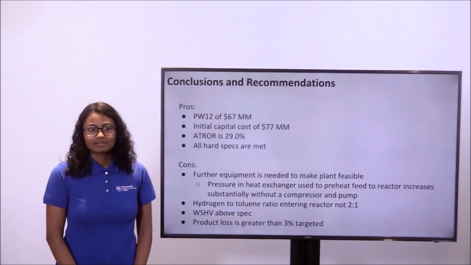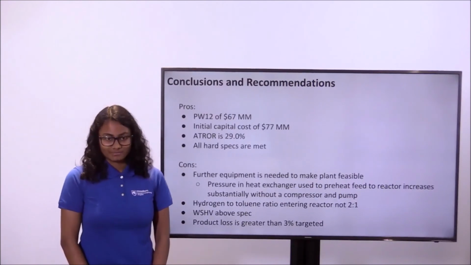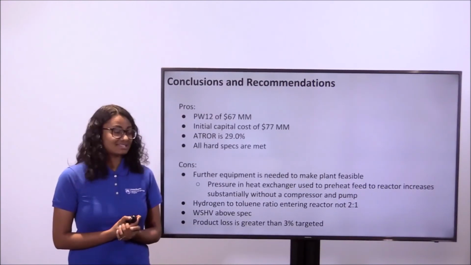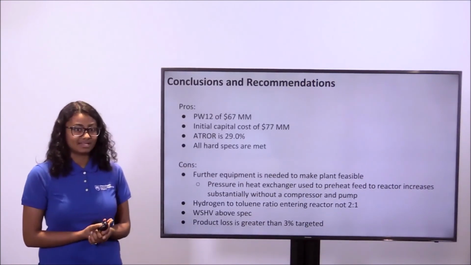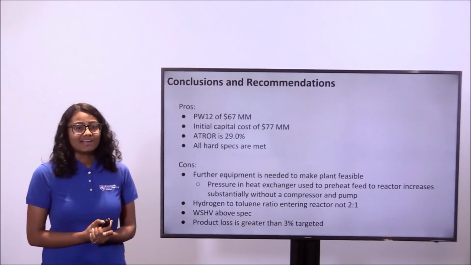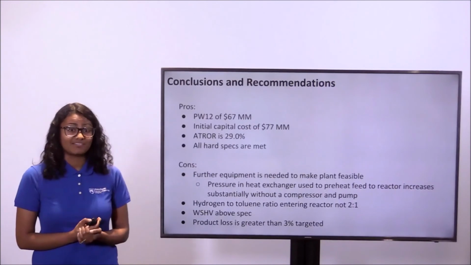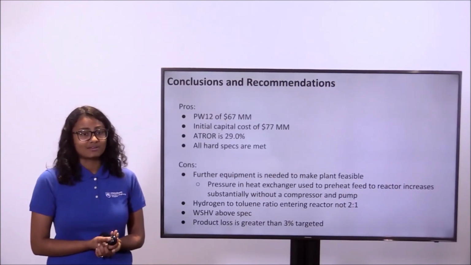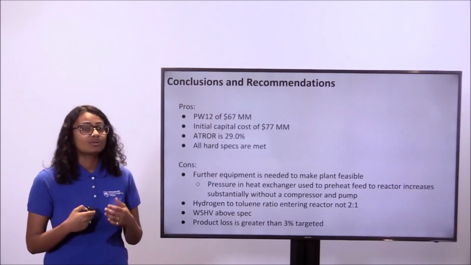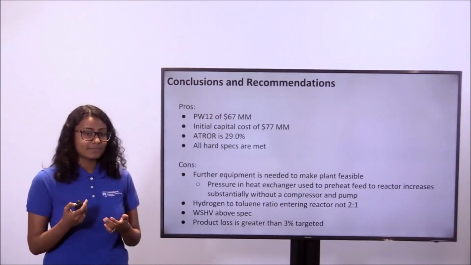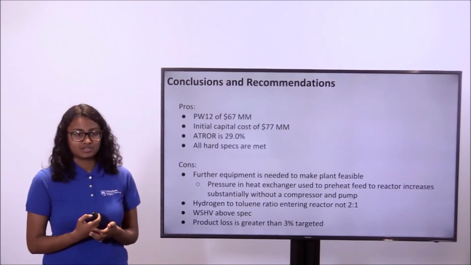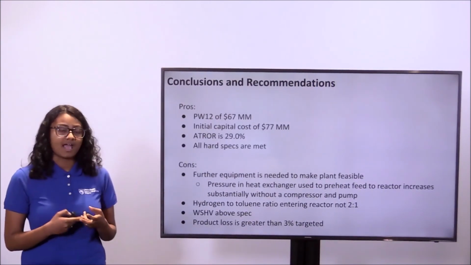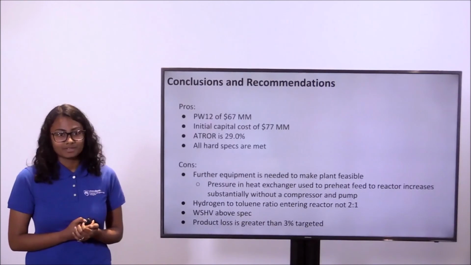tower. So in conclusion, this process, with a discount rate of 12%, has a present worth of $67 million. It will require an initial capital investment of $77 million. As we've discussed before, the after-tax rate of return is 29%, which is greater than the 15% target, and all of the hard specifications are met. So the xylene purities, the benzene purity, and the mass balance is balanced.